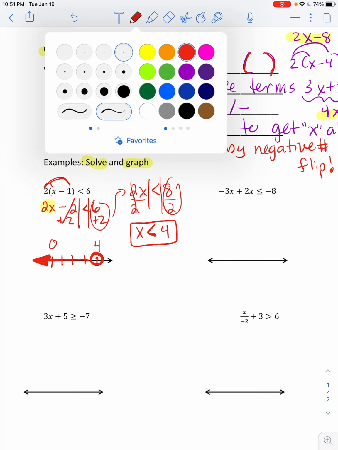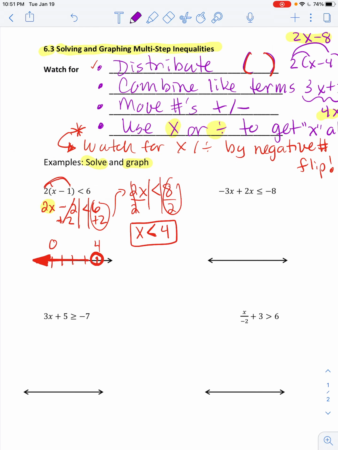Awesome. Let's take a look at the second example. I don't have parentheses, so I won't be distributing. But I do see that I have some like terms, and they're on the same side of the tracks. So I need to put them together. So negative 3x plus 2x is going to give me negative 1x less than or equal to negative 8.